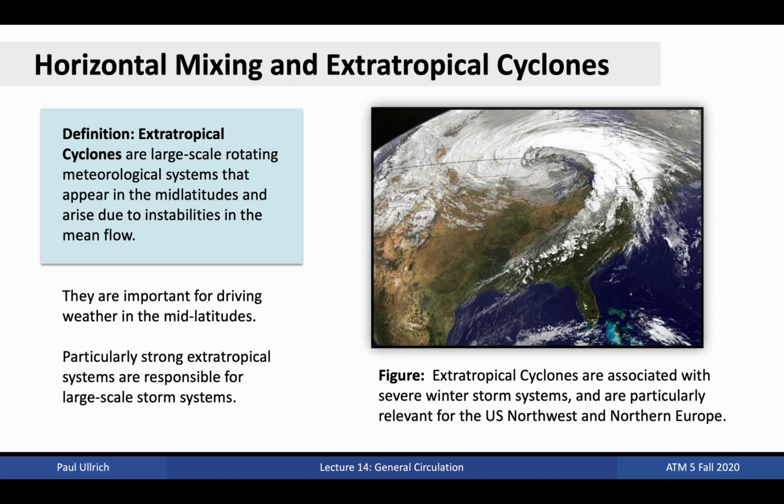Formally, extratropical cyclones are large-scale, rotating meteorological systems that appear in the mid-latitudes and arise due to instabilities in the mean flow. That is, they arise naturally out of the jet streams and act as a mechanism for transporting heat poleward. This mixing action is important for driving weather in the mid-latitudes, including much wintertime extreme weather. Notably, the direction of rotation of these systems is consistent. In the northern hemisphere, these systems always rotate in the counterclockwise direction. In the southern hemisphere, they rotate in the clockwise direction.